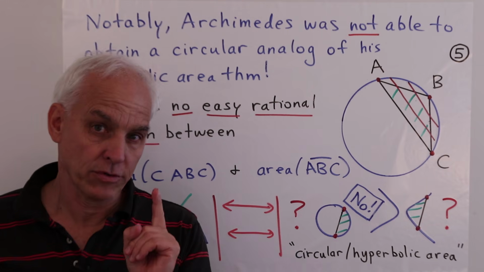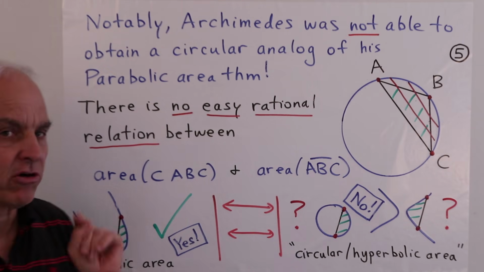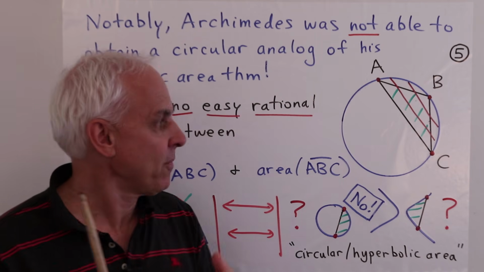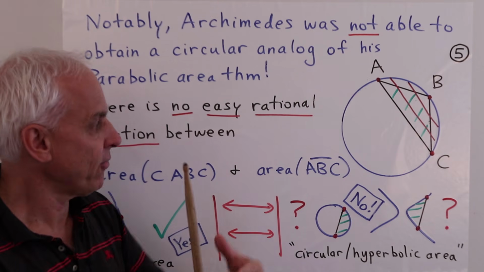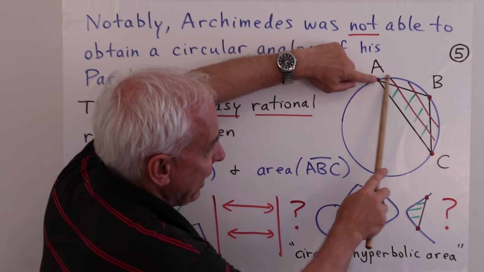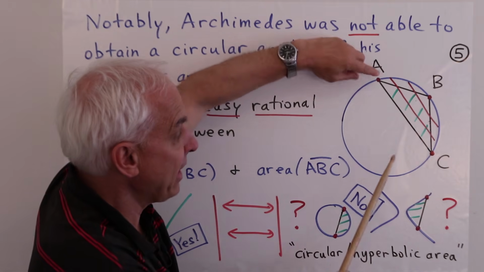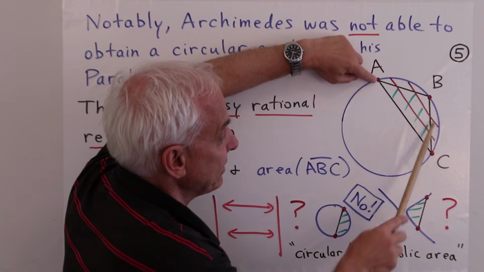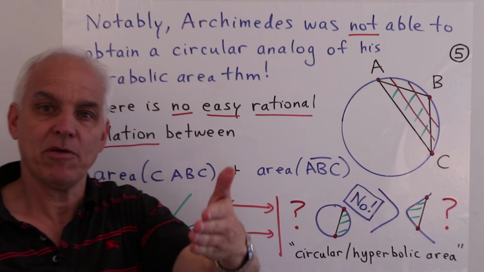Now let's make careful note that Archimedes was not able to obtain an analog of his parabolic area theorem. What he surely wanted to find was a relation that allowed him to reasonably easily relate the area of a circular arc, let's say this arc, A, B, C, that portion of the circle cut out by that line, and the area of, say, the maximal triangle inscribed in it, say this one, A, B, C, where this B is sort of the midpoint of the arc. That's what we have in the parabolic situation.